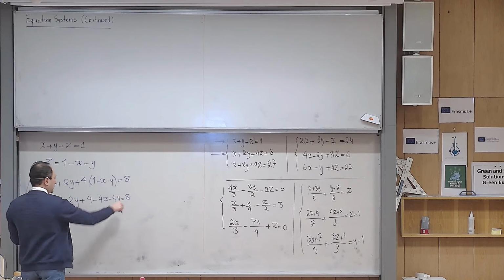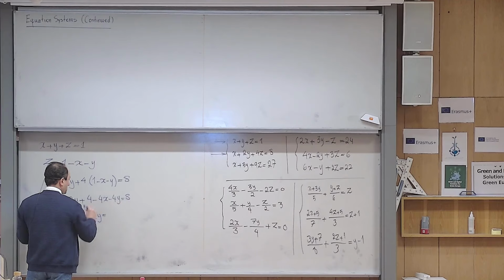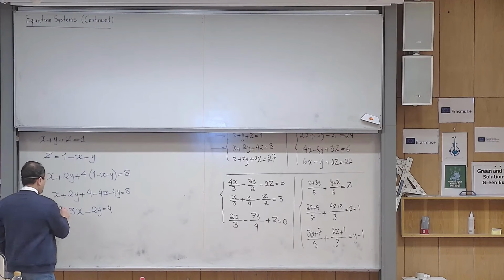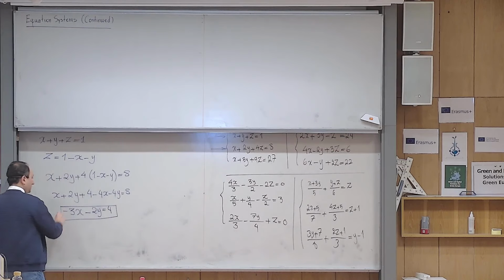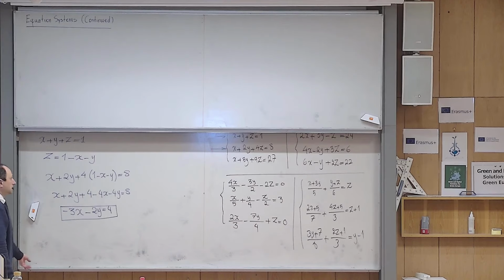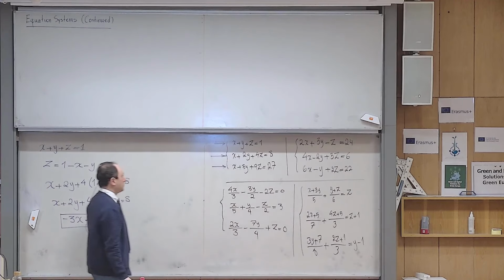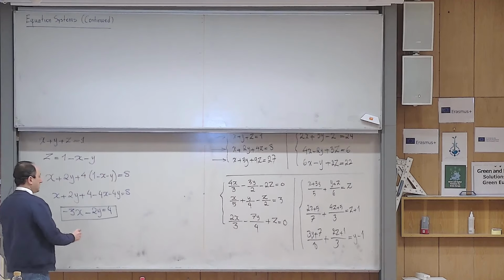I move 4 to the other side, it becomes what? 8 minus 4 is? So that is the equation. I put it in a box, I will need it in the future. Now I go to my last equation that I haven't used so far. I start writing it down.